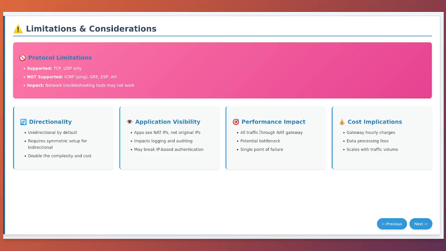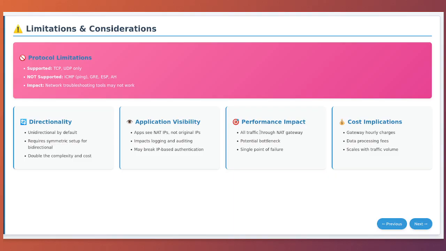Applications in the destination VPC will see connections coming from the NAT IP range, not the original source IPs. This can break applications that rely on source IP for authentication, logging, or load balancing. Private NAT is unidirectional by default.